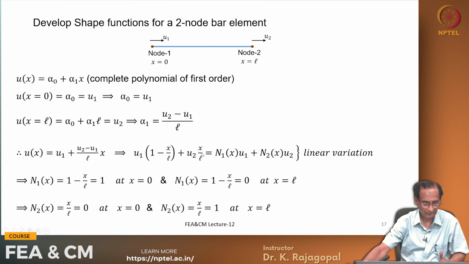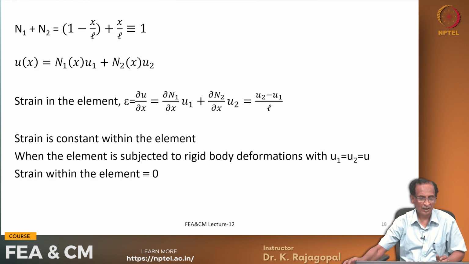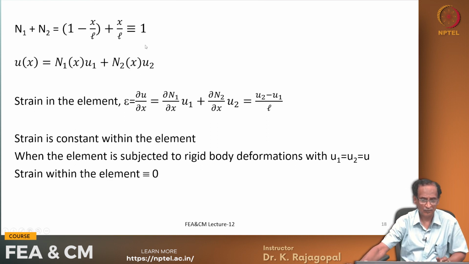N2 is x by L, and our N1 and N2 are either 1 or 0, 1 at their own node and 0 at the other node, and our N1 plus N2 is exactly equal to 1. The strain within the element, epsilon, is dou u by dou x, that is, u2 minus u1 by L, and the strain is constant within the element.